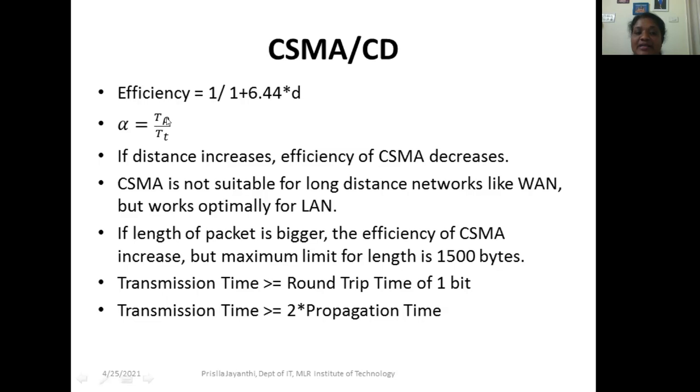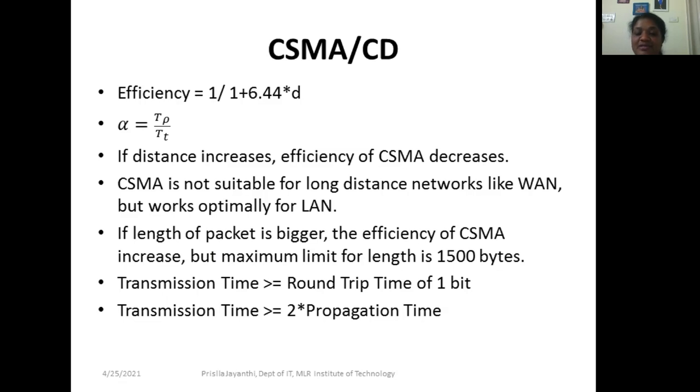Alpha is calculated by Tp over Tt. If the distance increases, the efficiency of CSMA decreases. As the distance increases, the efficiency decreases because we are not sure whether the frame sent in the channel will be received at the receiver side. CSMA is not suitable for long distance networks like WAN, wide area networks, but it is only suited for local area networks. The longer the packet, the more the efficiency increases. But the maximum length is limited to 1500 bytes.